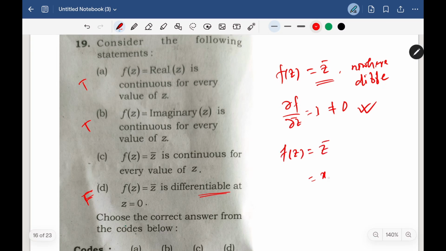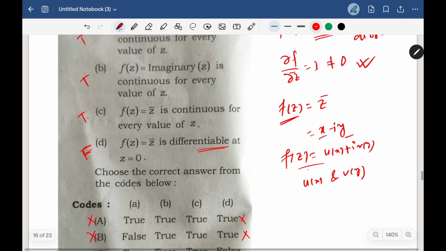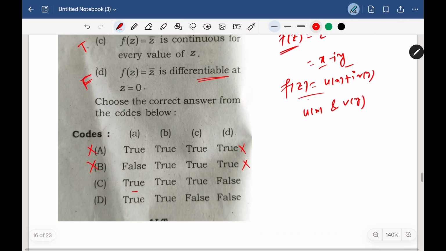And this is also f of z equals z bar. So z bar means x minus iy. So we know z equals ux plus ivy. This f of z is continuous if ux and vy are continuous. See, ux is continuous, vy is also continuous, so f of z will also be continuous. So option C is also true. True, false. So option C will be correct.